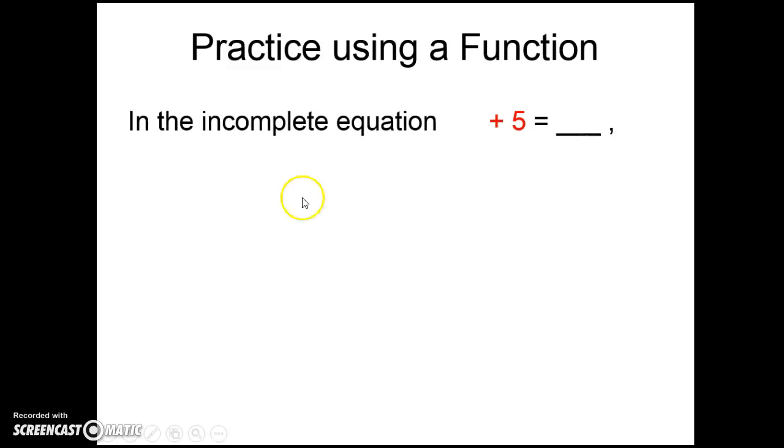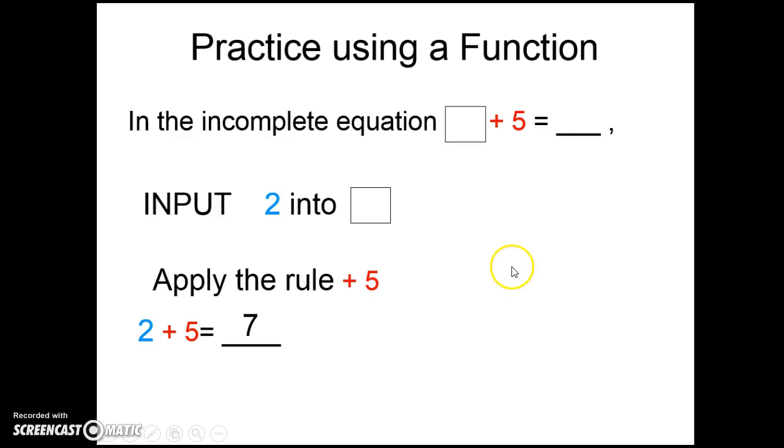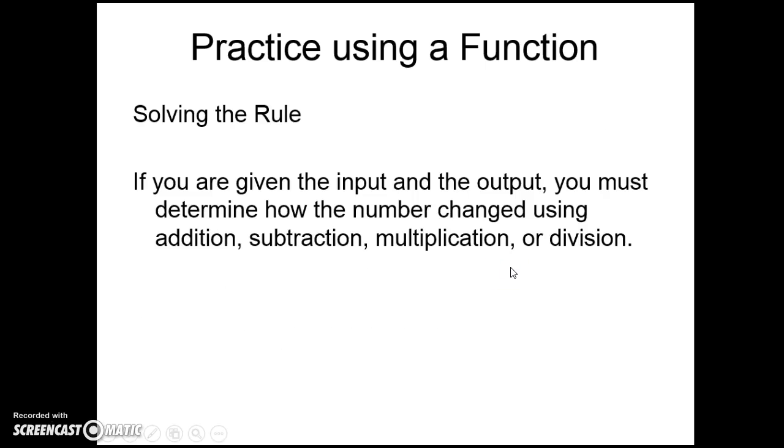First of all, let's take a look at this incomplete equation. Blank plus 5 equals question mark. But let's put 2 into the actual square box. Well, once you apply the rule, then you'll know that the answer is going to be 7. The output then is 7. Solving for the rule, however, is really where the algebra and the algebraic thinking comes into play.